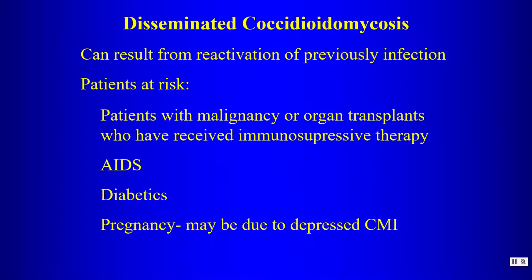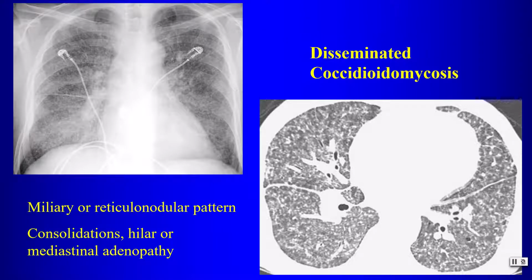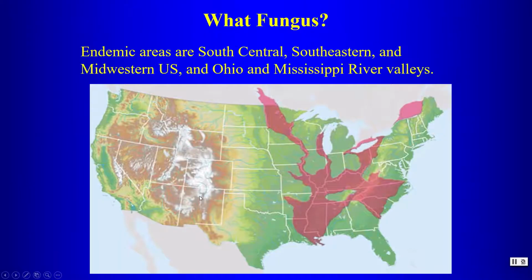And then disseminated infection can occur in patients with malignancies or in patients who are immunosuppressed, especially pregnancy. This can be associated with pregnancy. We can get disseminated disease, and that looks like miliary disease as we've seen before, these multiple micronodular patterns in a random distribution scattered throughout the lungs.